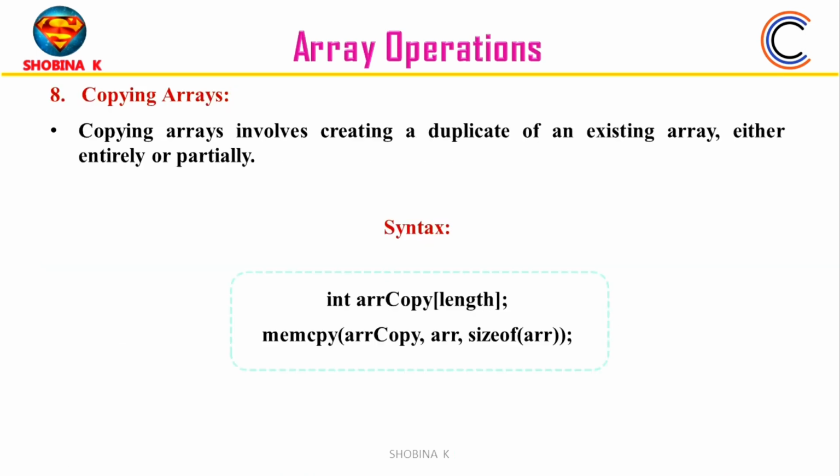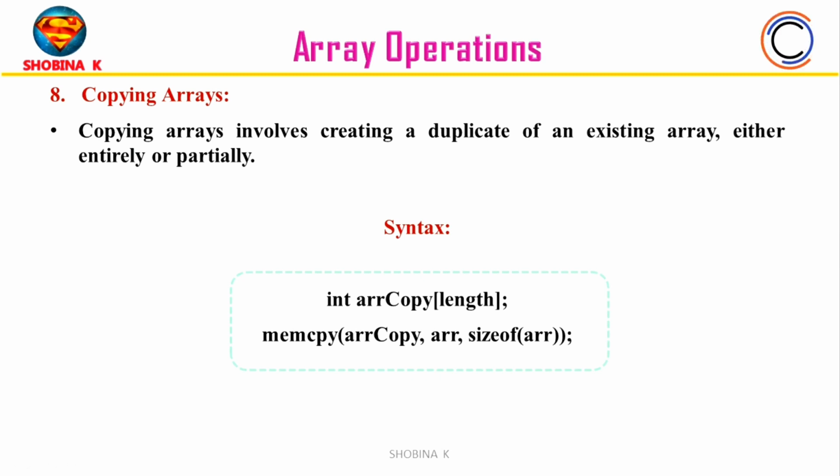And the next operation is copying arrays. It is a process of creating a duplicate of an existing array. This can be done either for the entire array or for a specific portion of it. So copying arrays is like making a backup, where you can make changes to the duplicate array without altering the original. So in this syntax, we are creating a copy of the array named arr using the memcpy function.